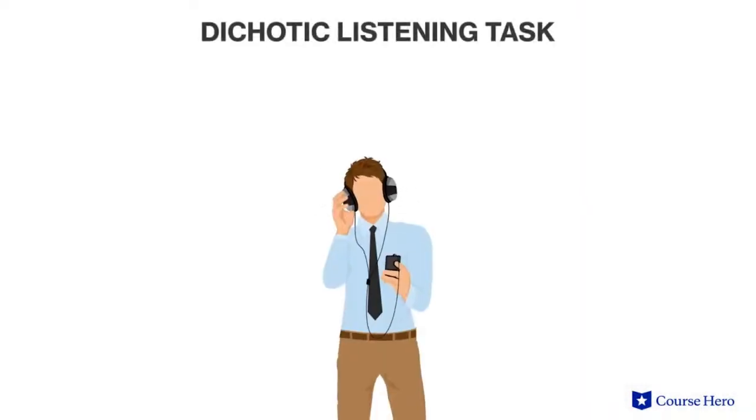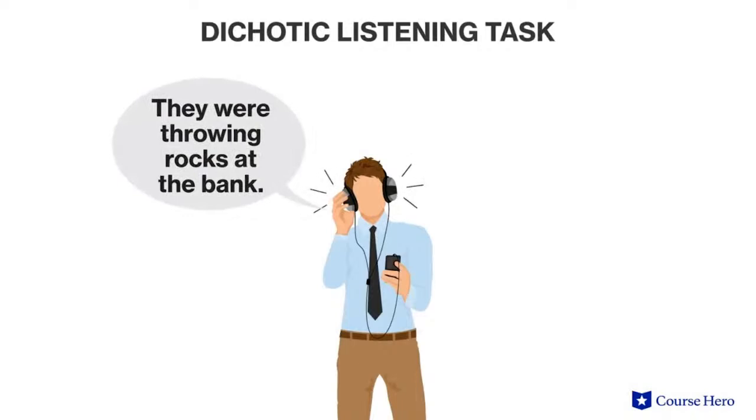But regardless of whether they are consciously aware of it, some aspects of the message still come through. For example, the listener's interpretation can be influenced by what is played in each ear. If the sentence, "they were throwing rocks at the bank," is played in the shadowed ear, the word bank is more likely to be interpreted as a financial institution if the word money is simultaneously played in the non-shadowed ear. If the word stream is played in the non-shadowed ear, the bank is more likely to be interpreted as the side of a river.